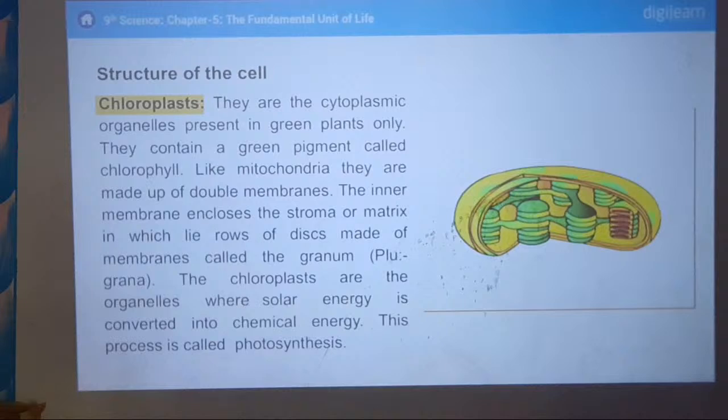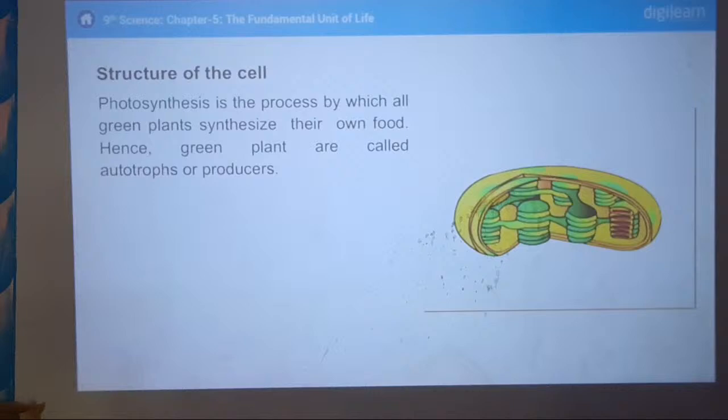The chloroplasts are the organelles where solar energy is converted into chemical energy. This process is called photosynthesis. Photosynthesis is the process by which all green plants synthesize their own food. Hence, green plants are also called autotrophs or producers.